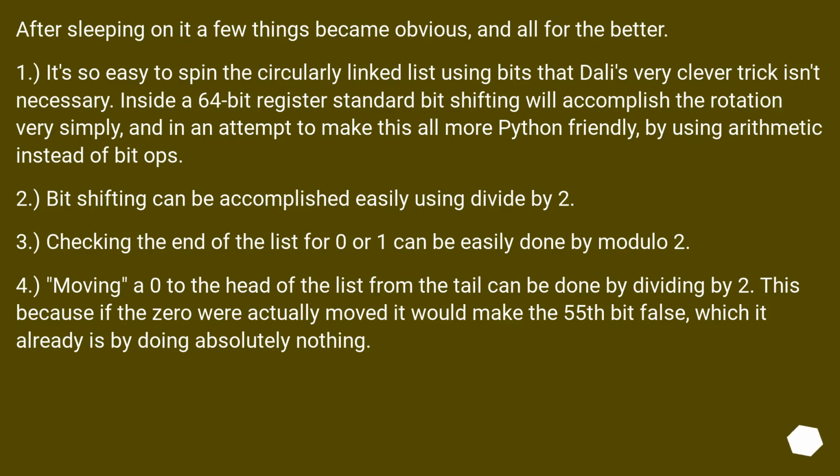2. Bit shifting can be accomplished easily using divide by 2. 3. Checking the end of the list for 0 or 1 can be easily done by modulo 2. 4. Moving a 0 to the head of the list from the tail can be done by dividing by 2. This is because if the 0 were actually moved, it would make the 55th bit false, which it already is by doing absolutely nothing.